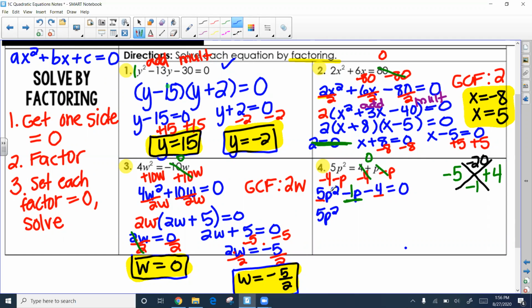So I keep the 5p squared as the first term. I'm rewriting the middle term with a -5p and a +4p. And then I keep the -4 as my last term. Now that there are 4 terms, we can factor by grouping.